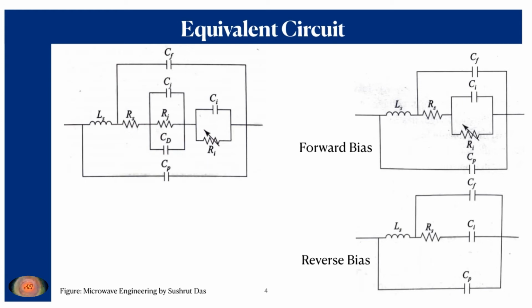On the other hand, in the case of reverse bias, that Ri becomes very large. Already I have mentioned that it is around 10 kilo ohm per centimeter. So for this large impedance in reverse bias for the intrinsic region, you can approximate it as an open circuit. That is why that resistance is not included in this diagram, and all other parameters remain the same. So that is why the equivalent circuit in reverse bias is represented in this way.